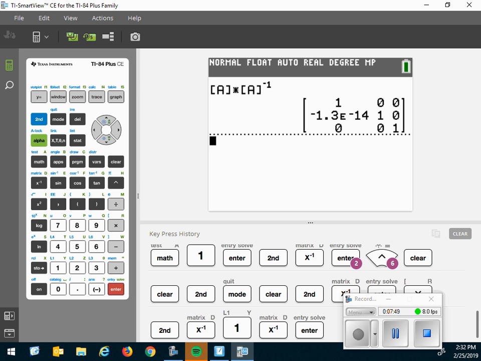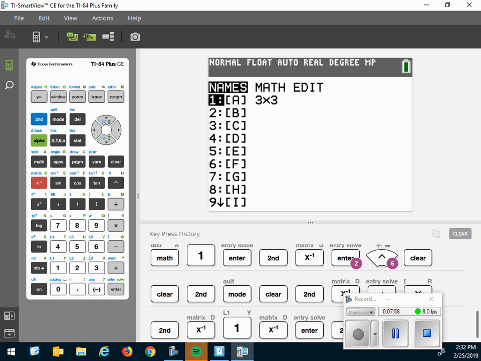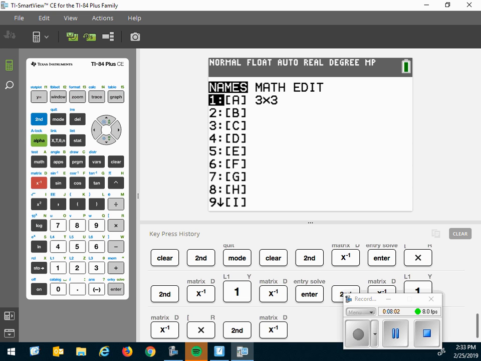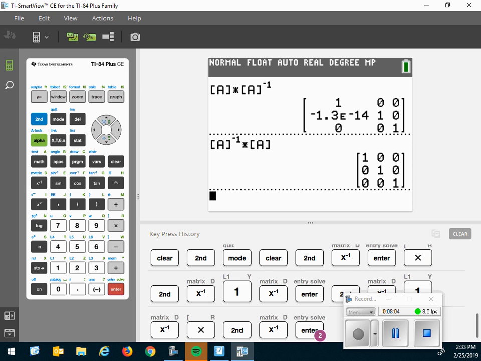What would happen if you did A inverse times A? Can you swap the order? Yeah. You sure? That's what I'm asking you. Would it be A inverse times A? It is, yeah, that one's much better. Much better. Okay.